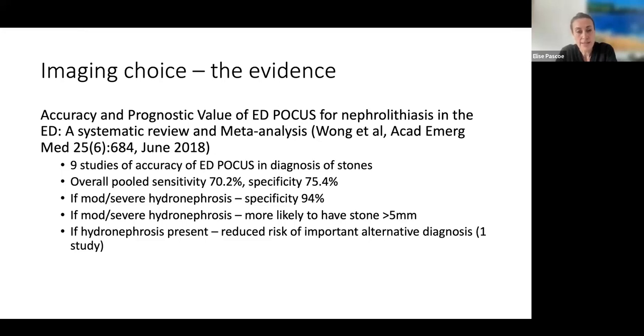They also looked at the relationship between the degree of hydronephrosis and the stone size. They found that increasing hydronephrosis was associated with increasing size of stone, but it was a reasonably small data set. They also found one study that demonstrated that if hydronephrosis was detected on a bedside ultrasound, there was reduced risk of an important alternative diagnosis, which I think is important.